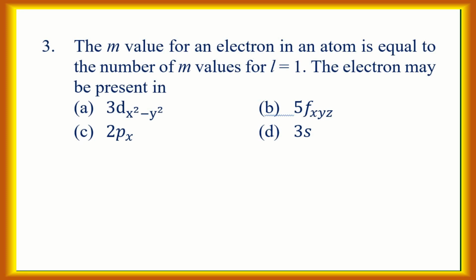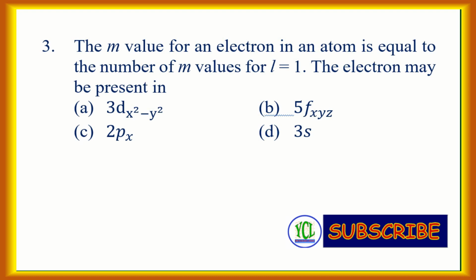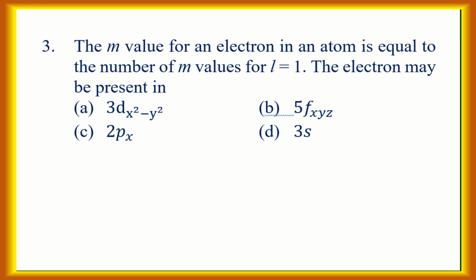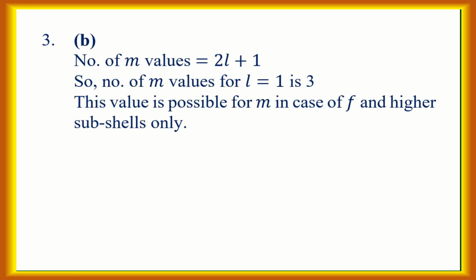values for l equals 1, and the electron may be present in 3dx2-y2, 5mxyz, 2px and 3s. And the answer is B. Here the number of magnetic quantum numbers m equals 2l plus 1, so the number of m values for l equals 1 means ml equals 3, because it ranges from minus l to plus l, then minus 1, 0, plus 1, so the value of the magnetic quantum number is 3.